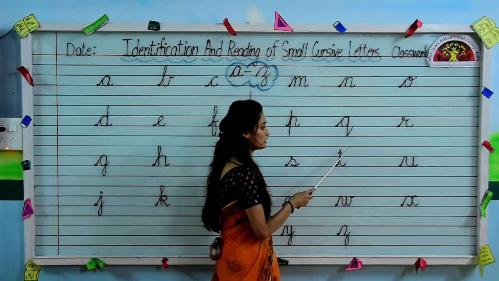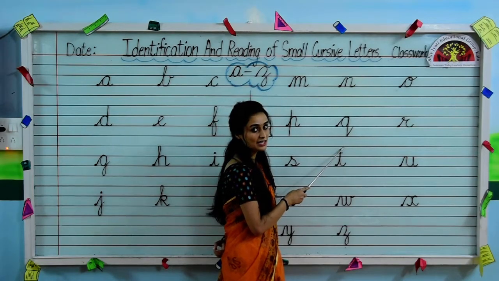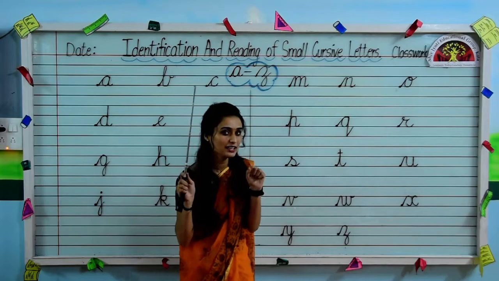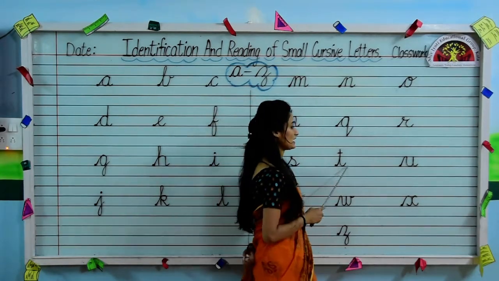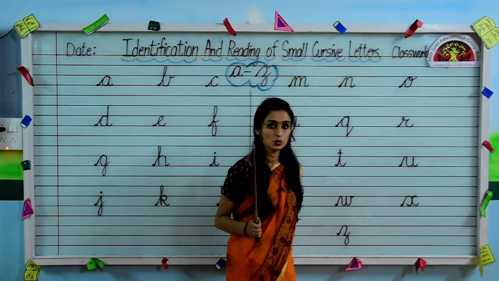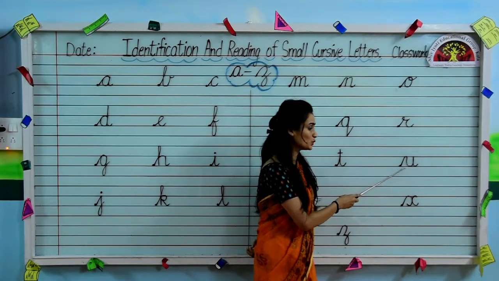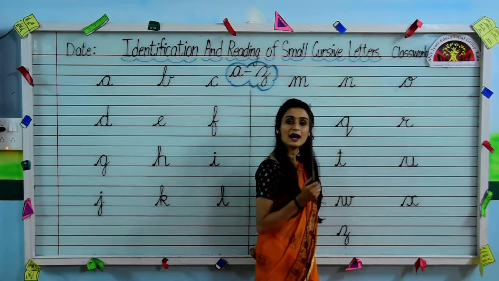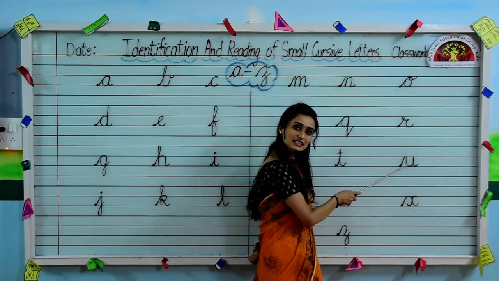This is written between the first three lines. Do not touch it with the first line. Okay kids? Very nice. T for tiger. Tell me which is this letter? This one is U. Small cursive letter U. U for umbrella. This is also written between the second and the third line.